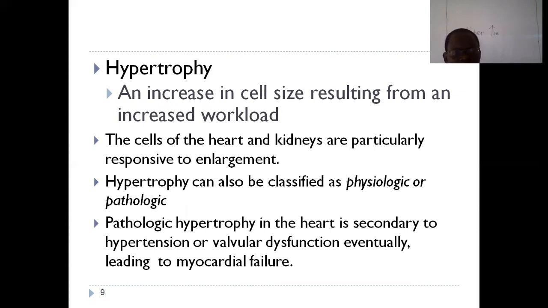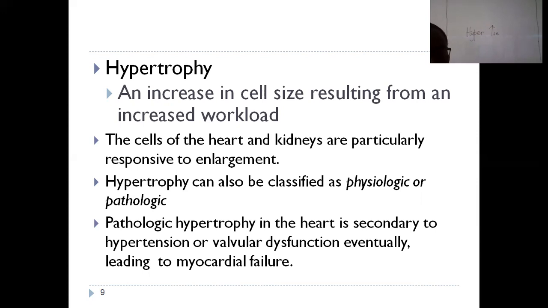Now, a very good example of this is basically the heart. Like, for example, patients who are hypertensive, as we shall see, have left ventricular hypertrophy because of the increased activity of the heart. Other cells that are responsive to such an increase in cell size are the cells of the kidneys. Now, this one can also be classified as physiologic and or pathologic.